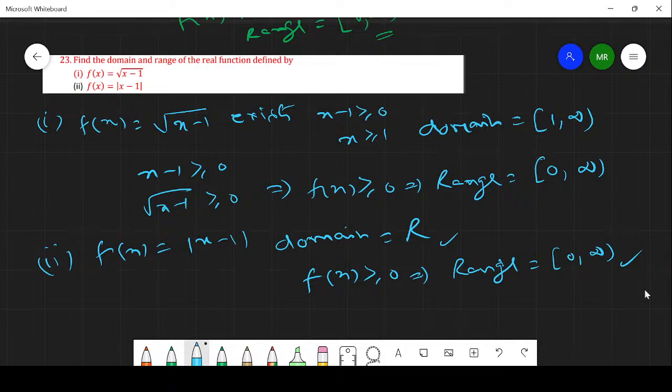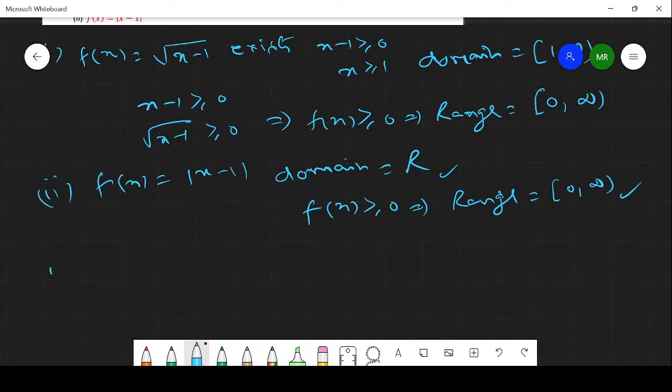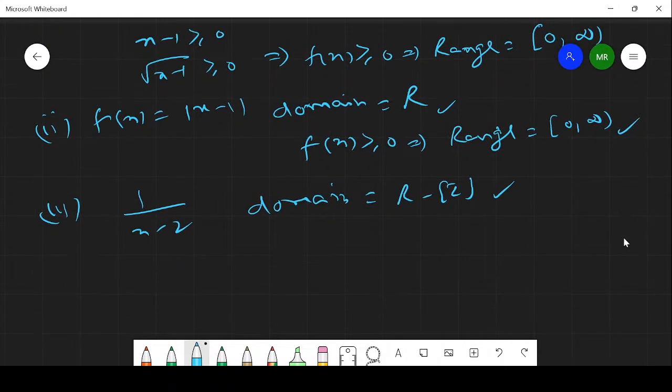Now, coming to this. Suppose I had a problem where they are asking to find the domain of something, 1 by x minus something. For example, 1 by x minus 2. They are asking about the domain of this. Here I can write the domain as any real number except 2. So R minus the singleton 2 I can write. What is the domain of this?